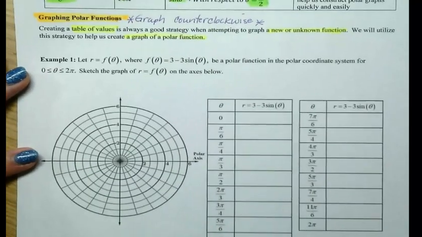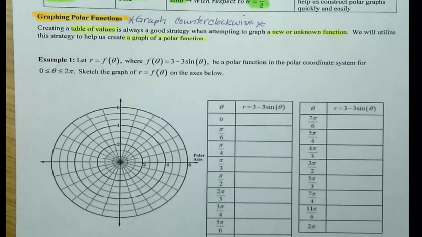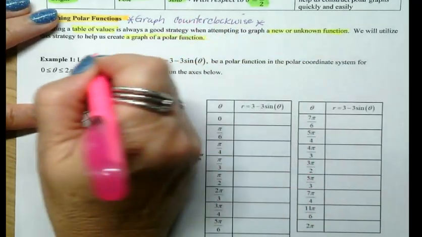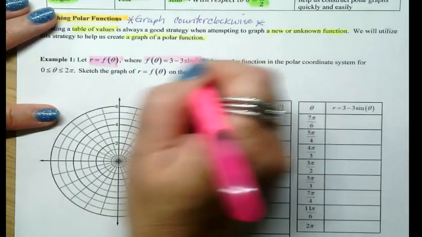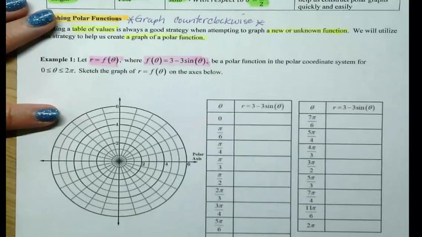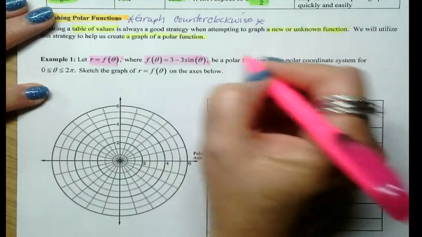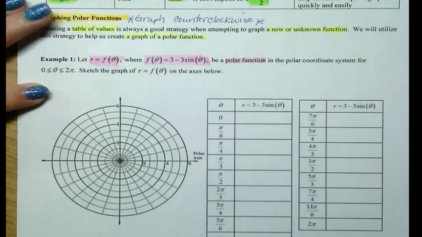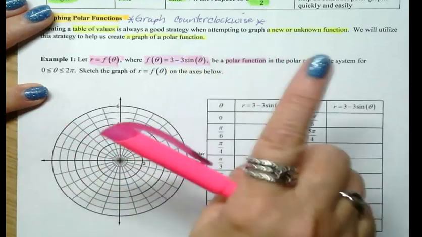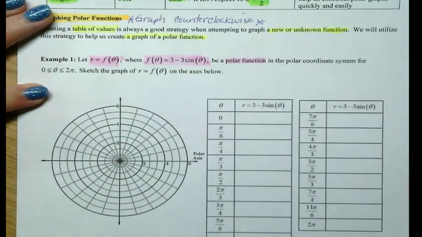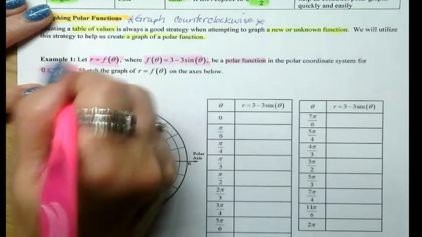All right, so for this first example, let r equals f of theta, where f of theta is defined as 3 minus 3 sine theta. So that was the wording we were talking about. It's telling you right here that we're going to be using an r equals equation, and then it's telling you that this is what the rectangular equation is going to look like. And then it's going to say polar function. So we have the polar equation, the polar function, in the polar coordinate system for 0 to 2 pi, so we know how far we're looking.